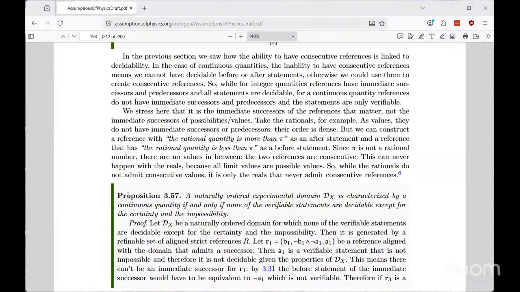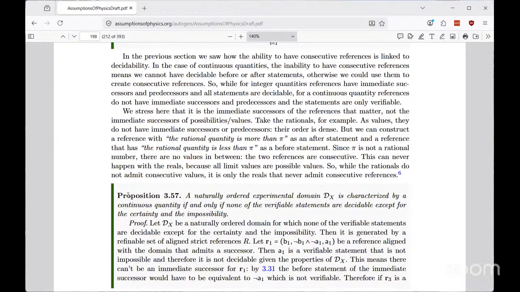In the previous section, we saw how the ability to have consecutive references is linked to decidability. In the case of continuous quantities, the inability to have consecutive references means we cannot have decidable before or after statements. Otherwise, we could use them to create consecutive references. So while for the integer quantities, references have immediate successors and predecessors and all statements are decidable, for a continuous quantity, references do not have immediate successors and predecessors, and the statements are only verifiable.